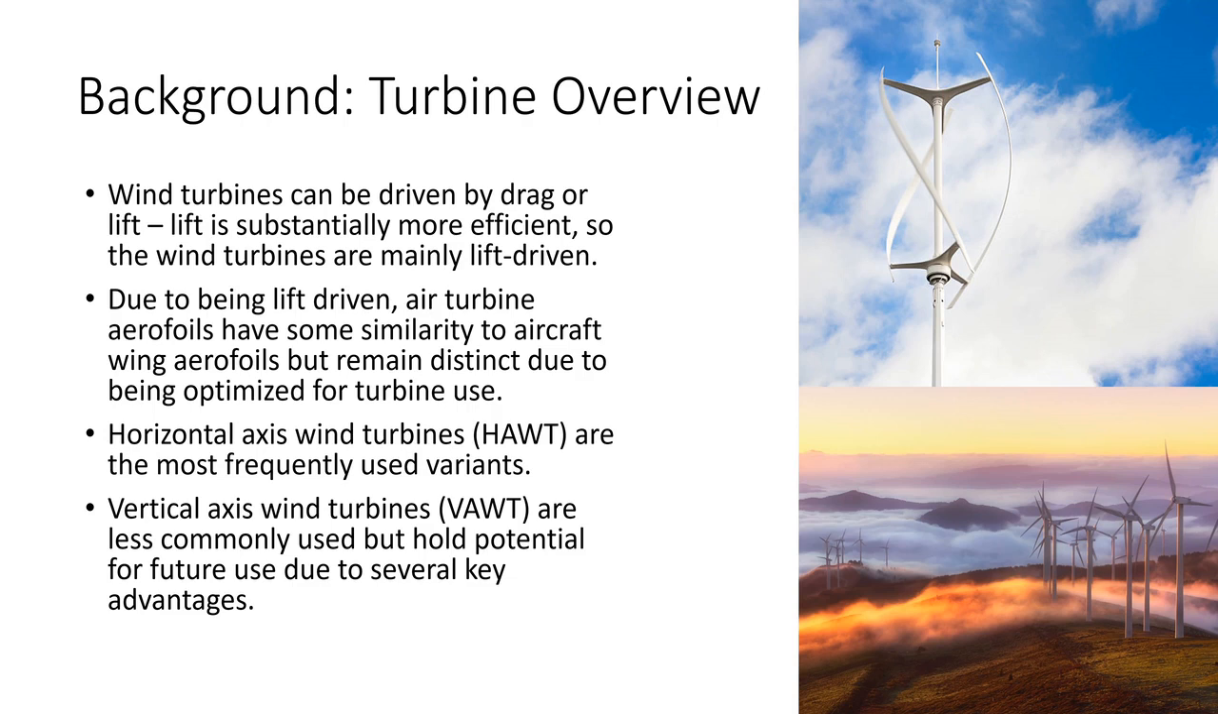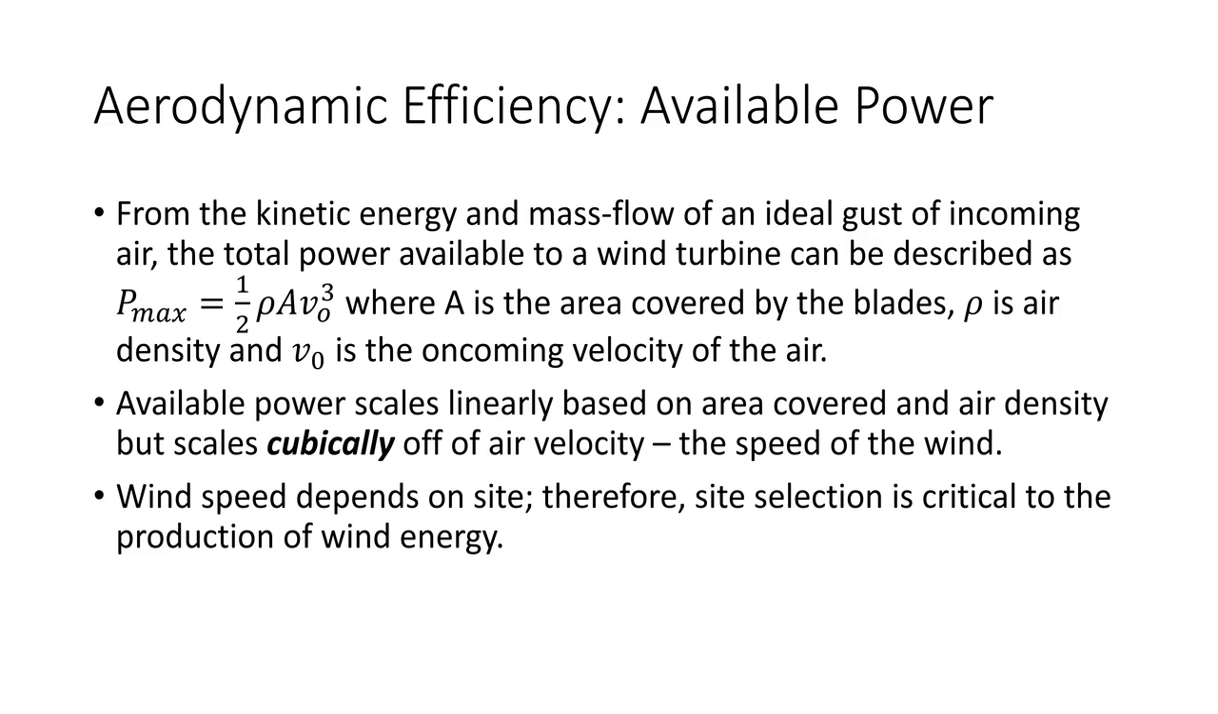The power available to a wind turbine is based on the incoming flow of air. So the kinetic energy of that flow and the mass flow of that air. From those two things we can derive the maximum power of the incoming air. And from that derivation, which we have on the slide here, we find that our area and our density scale our power linearly, but our incoming velocity scales our maximum power cubically. So the incoming velocity depends on the site, and thus our site selection is extremely important when it comes to wind turbines.